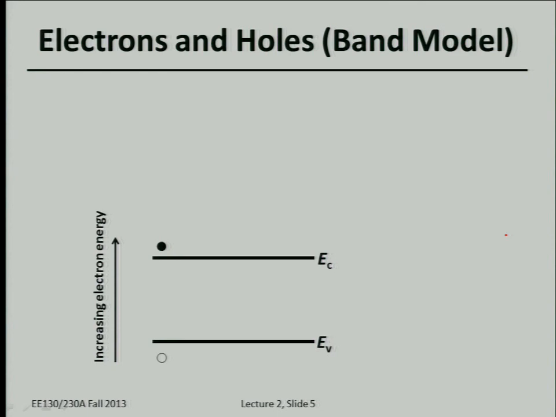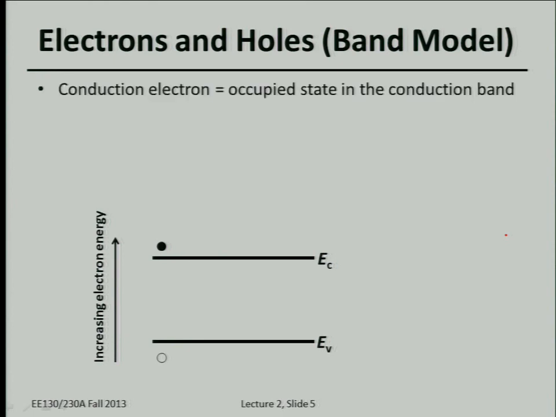So electron basically can occupy states above E sub c. Okay? So conduction electron in the band model is just shown as a dot in the conduction band, and a hole is modeled as an empty state in the valence band.